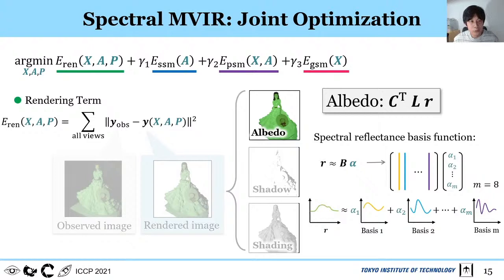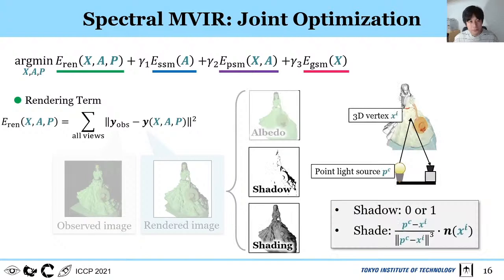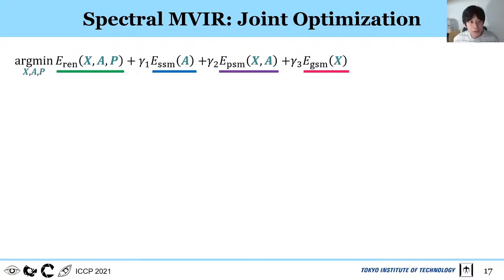For spectral reflectance, we approximate it using a linear combination of a small number of spectral bases. Then recovering the spectral reflectance of a vertex is equivalent to estimating the weight vector, which has few unknown parameters. Next, the shadow and the shading are calculated from the geometric relationship between the light source position and the 3D vertex position.